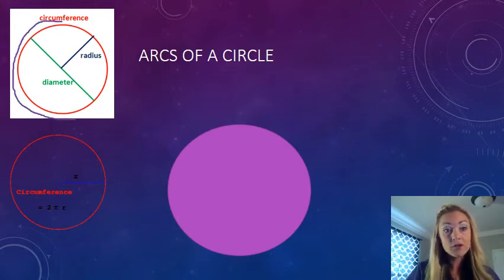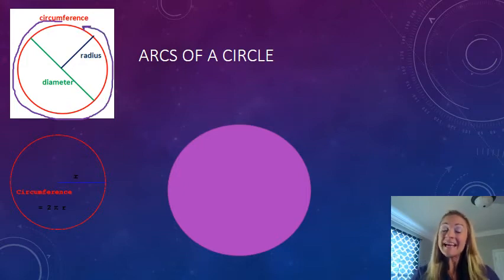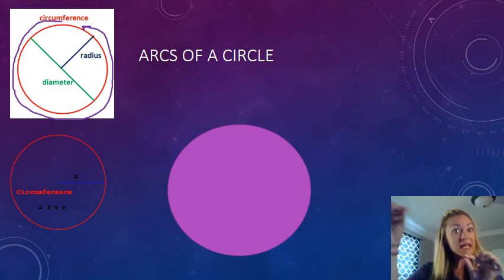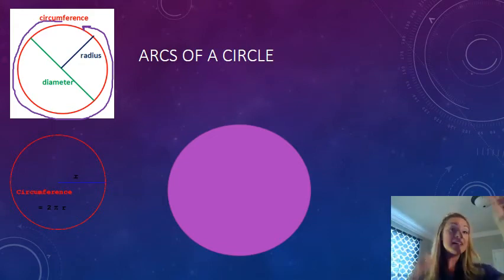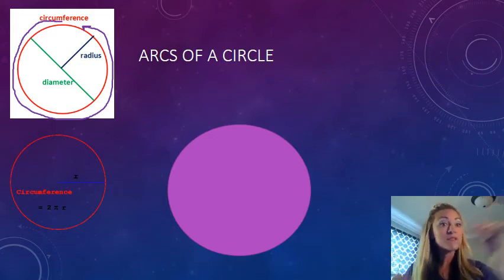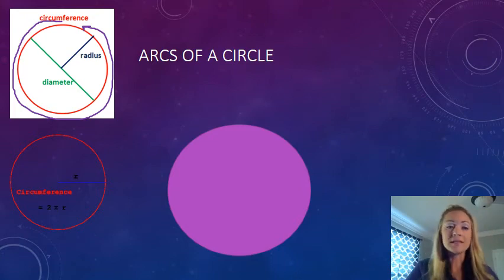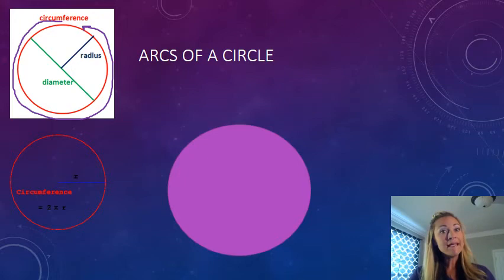And now I'm trying to draw a purple line all the way around. The radius, as you recall, is from the center to the edge, and the diameter is from edge to edge, but it must go through the center, so the distance all the way across. So if you needed to find the circumference of a circle, as always, we need the radius. We have to have that information.